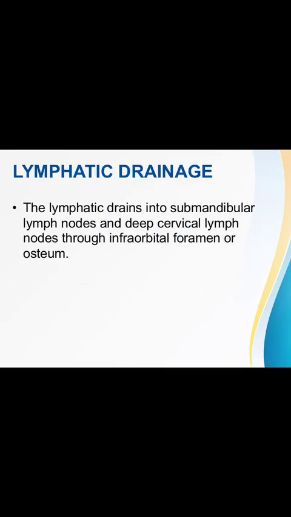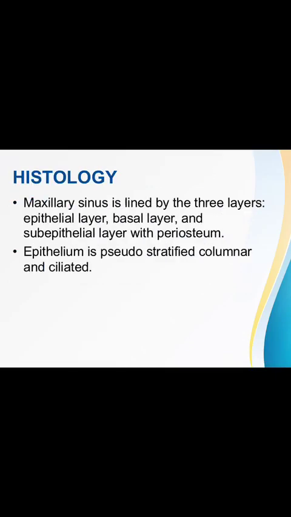The sinus depends on the action of the cilia for its drainage. The lack of ciliary action leads to stasis of secretions, which leads to infection of maxillary sinus. Maxillary sinus is lined by the 3 layers, that is epithelial layer, basal layer, and subepithelial layer with periosteum. The rhythmic beating of the cilia is responsible for the drainage of sinus against the gravity. The epithelium is pseudo-stratified columnar and is ciliated in nature.